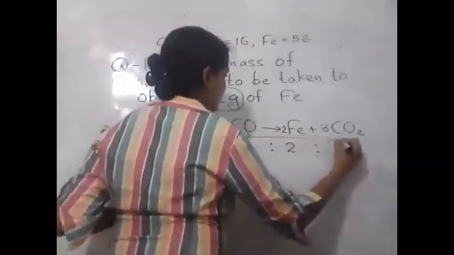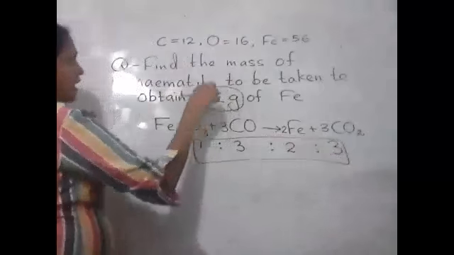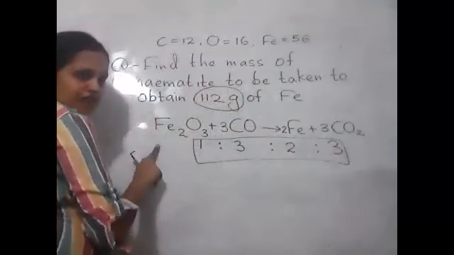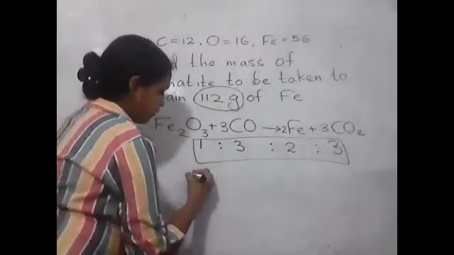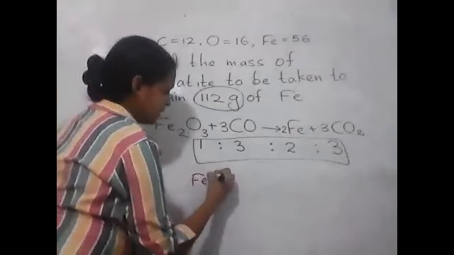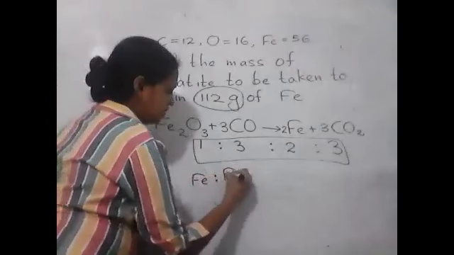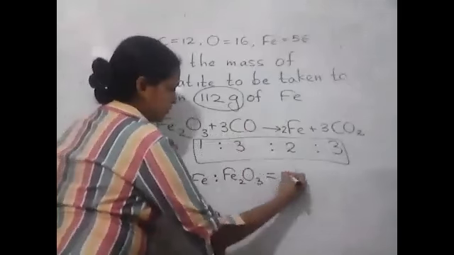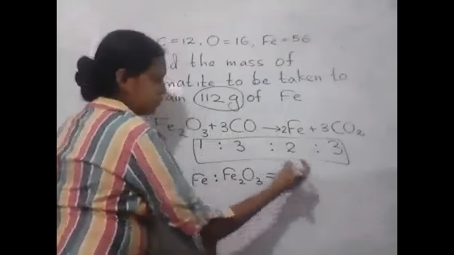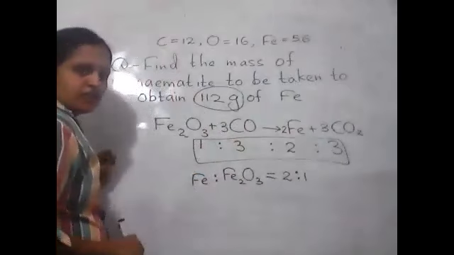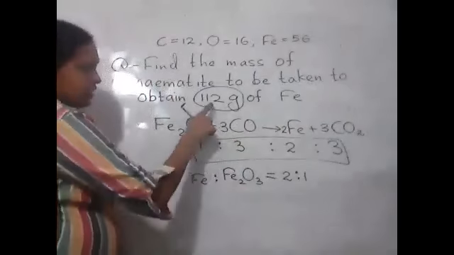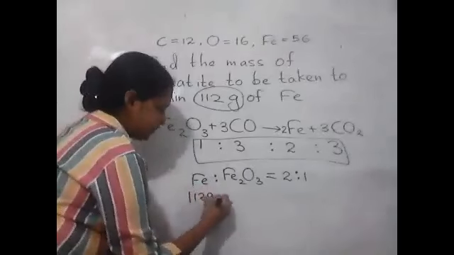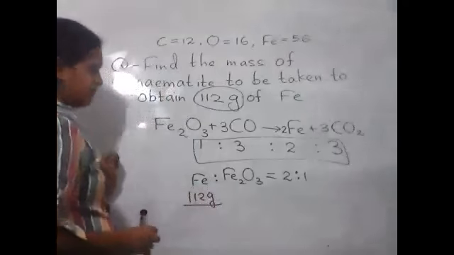Right? Now you are given the mass of iron and you are asked to find the mass of hematite to be taken. So for that, if we take the molar ratio between iron and hematite, you can see that it is 2:1. So first we will find the number of moles of iron. For that, you are given the mass of iron. 112 grams of iron is to be produced.